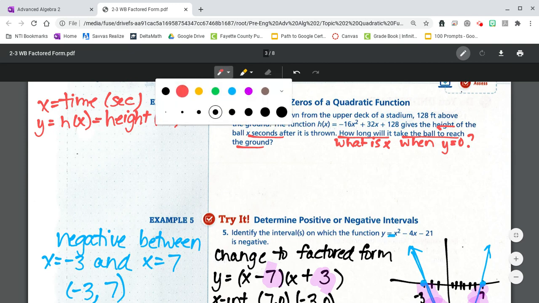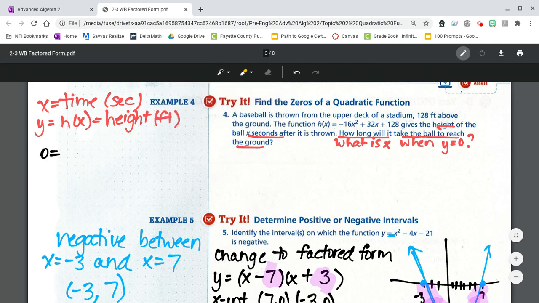So knowing that is what they're asking me, I can write this equation as 0 equals negative 16x squared plus 32x plus 128. Now I put 0 because it said the height would be 0. So I replace the y with 0. Now I'm going to try to solve for x because I'm asked what is x. So I'm going to try to solve by factoring. I'm going to look for a greatest common factor. I notice that all three of these coefficients can be divided by negative 16. So I'm going to factor out a negative 16.